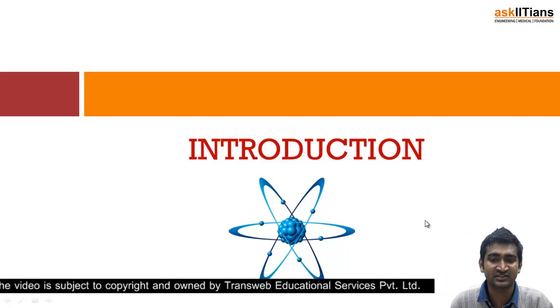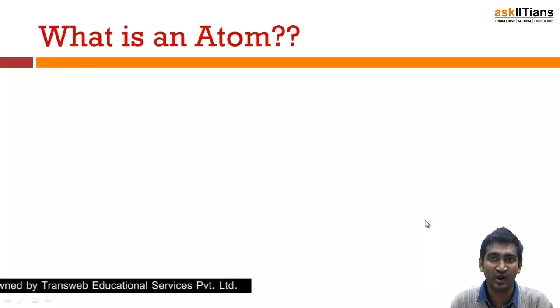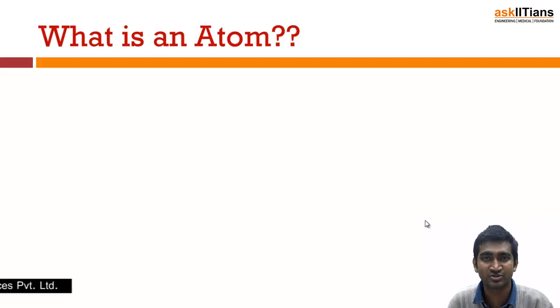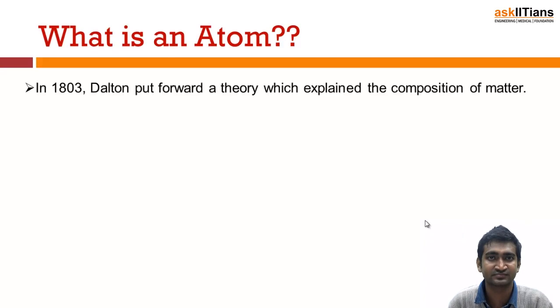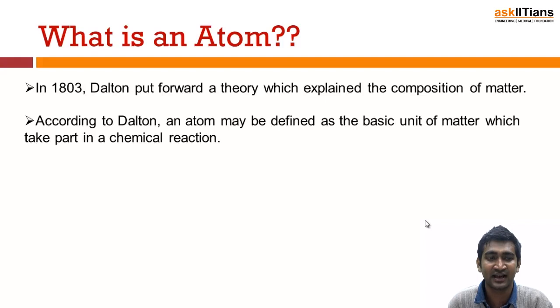So what is an atom? So atom is considered as the most basic unit of matter, which is present in everything. In 1803, John Dalton put forward a theory which explained the composition of matter. And what did he say? He said that an atom may be defined as the basic unit of matter which takes part in any chemical reaction. It is the basic unit of matter.